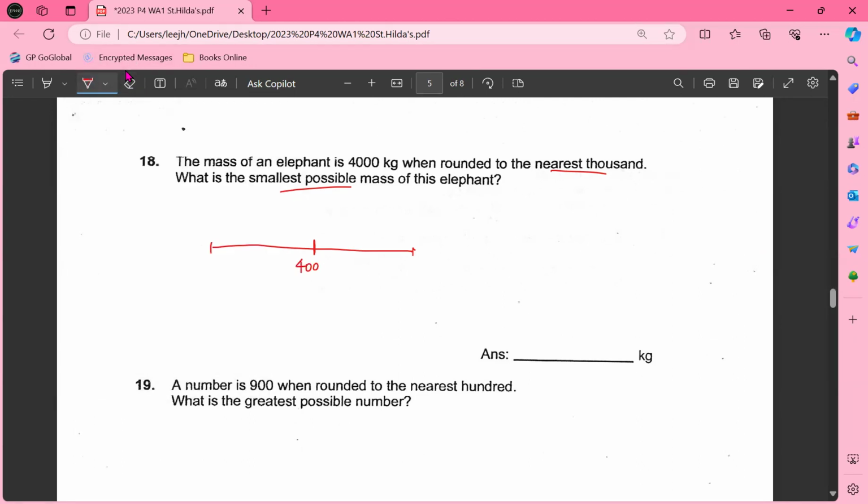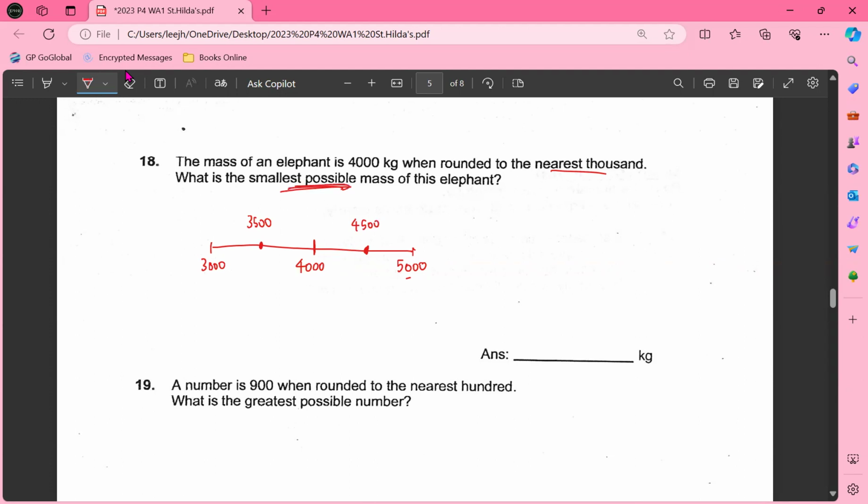4,000. Since it is nearest 1,000, I have to gauge 1,000 more and 1,000 less on the left and right. So on the left will be 1,000 less. So this is 3,000. Over here will be 5,000, 1,000 more. And don't forget that we always have to find the midpoint so that we know how far to stretch. So the midpoint of 3,000 and 4,000 is 3,500. Midpoint of 4,000, 5,000 is 4,500.